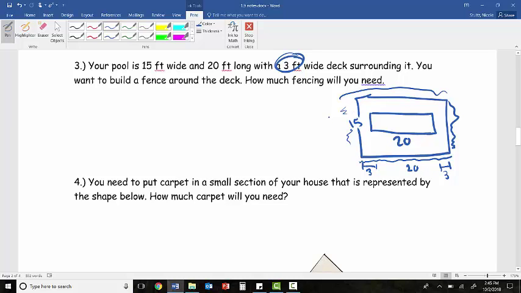And if you look on this side, from here to here is 15. That comes from the pool. And then the rest of the side, here to here, is going to be 3 and 3. So it looks like your new length is going to be 20 plus 3 plus 3, which is 26. And your new width is going to be 15 plus 3 on each side, which is going to get you 21. So that should be enough now that you can go ahead and find your perimeter.